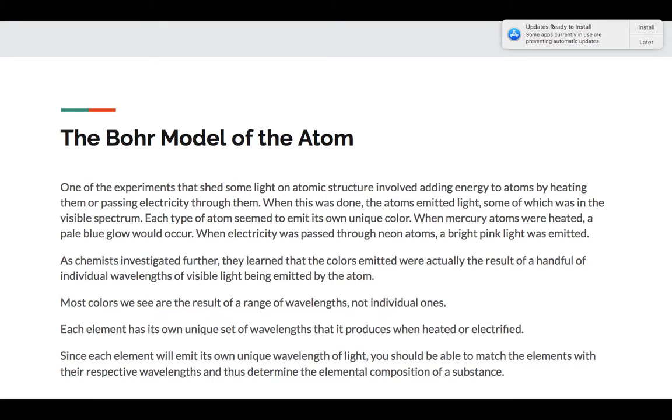And so, as chemists looked into this a little bit further, they learned that the colors emitted were actually the result of a handful of individual wavelengths of visible light being emitted by the atom. Most colors we see are the result of a range of wavelengths and not individual ones. So each element also has its own unique set of wavelengths that it produces when it's heated or electrified. And since each element will emit its own unique wavelength of light, you should be able to match the elements with their respective wavelengths and thus determine the composition of a substance.